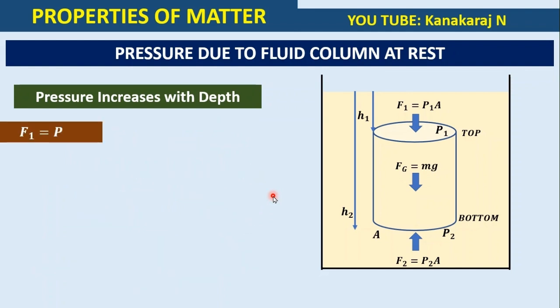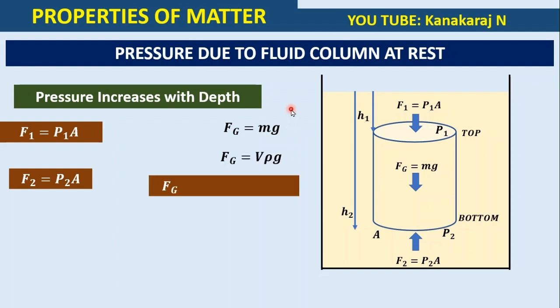Let's write all three forces here. F1 equals P1 times A, that's in the downward direction. F2 equals P2 times A, that's in the upward direction. And Fg is in the downward direction, that's the weight of the water in the cylinder. The mass is replaced by volume multiplied by density. Volume is replaced by H2 minus H1 multiplied by area.